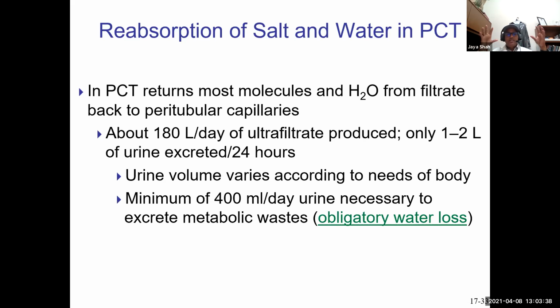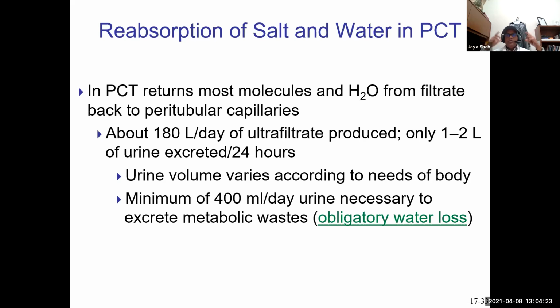So our glomerulus filters 180 liters per day, but only 1 to 2 liters of urine is excreted in 24 hours. That means almost 99% of whatever your glomerulus filters is taken back, okay? Urine volume varies according to the needs of the body. Sometimes we pass more urine, sometimes less, based on the amount of water or liquid you drink, and what the body uses.